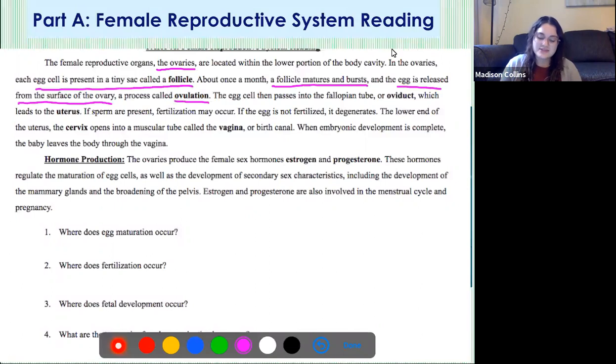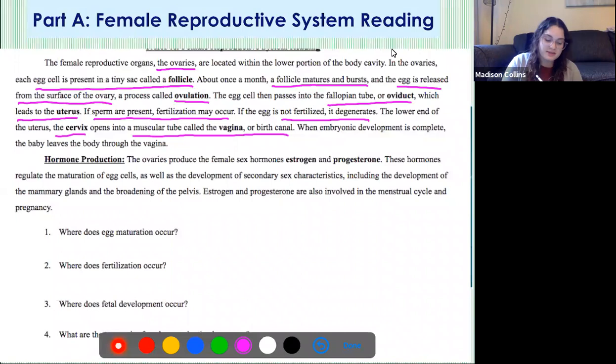The egg cell then passes into the fallopian tube, or oviduct, which leads to the uterus. If sperm are present, fertilization may occur. If the egg is not fertilized, it degenerates. The lower end of the uterus, the cervix, opens into a muscular tube called the vagina, or the birth canal. When embryonic development is complete, the baby leaves the body through the vagina.